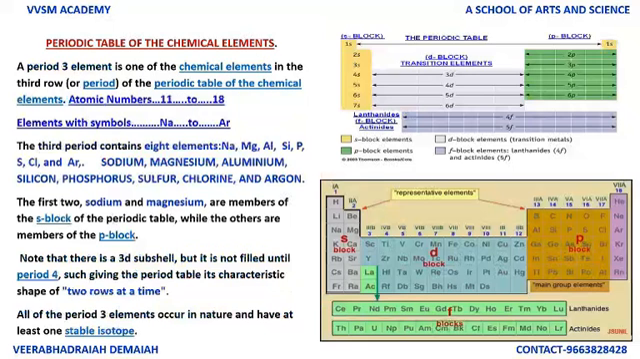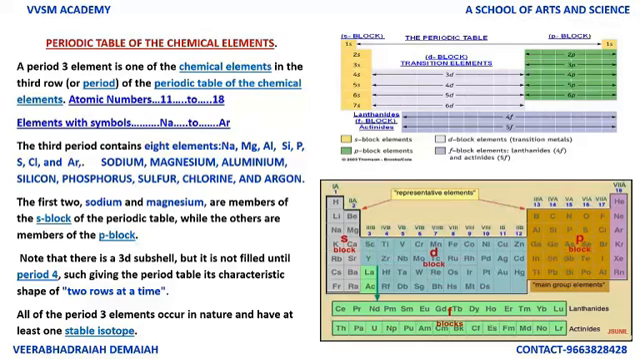Well friends, a period 3 element is one of the chemical elements in the third row, as I discussed already. Atomic numbers from 11 to 18, that is elements with symbols sodium, magnesium, aluminium, silicon, phosphorus, sulfur, chlorine and argon. The first, sodium and magnesium, are members of the s block elements of the periodic table, while the others are members of the p block elements.